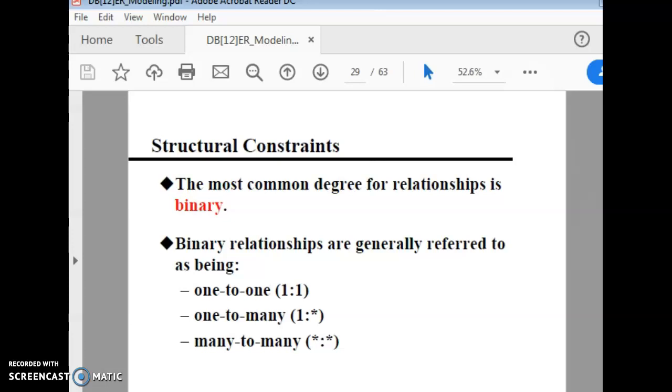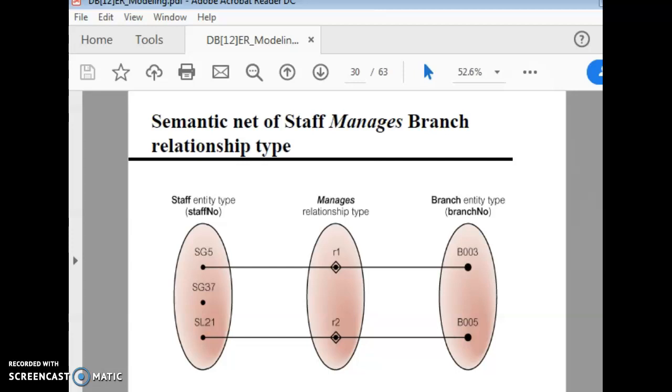In some textbooks, we may also have another multiplicity called many to one. But in our syllabus, these three are enough. So let us take them one by one. One to one relationship. Consider the relationship type manages, which relates the staff and branch entity types. So this is a semantic net. What is a semantic net? It is an object level model showing in detail the entity occurrences while participating in a relationship with another entity type.